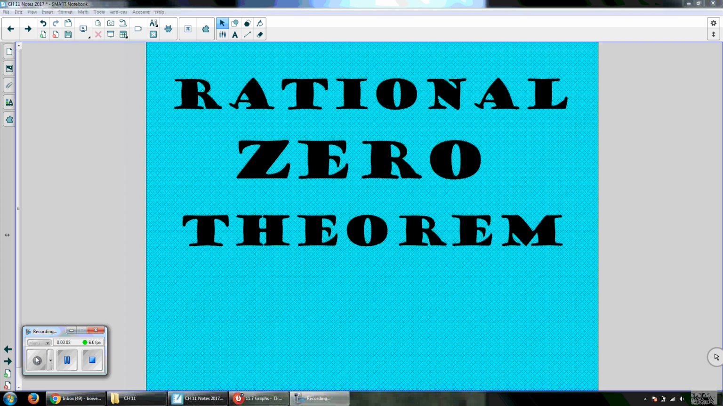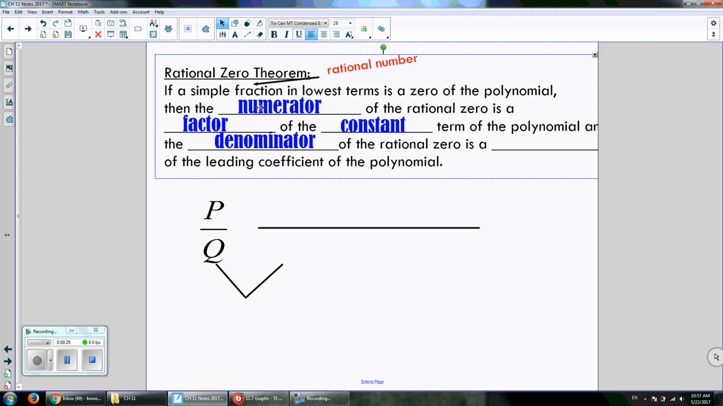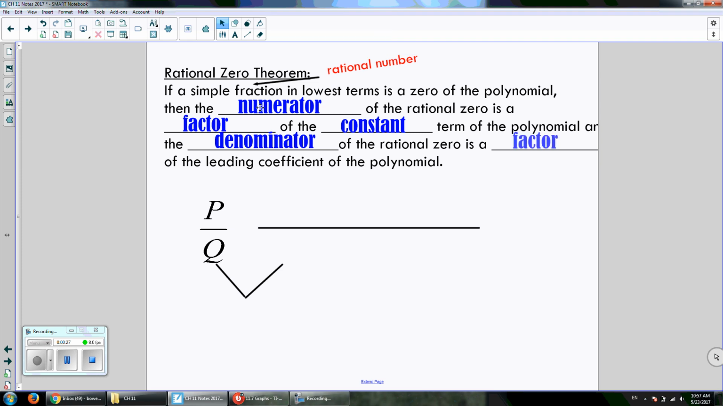11.7 is called the rational zero theorem. So let's write down what that is. If a simple fraction in lowest terms is a zero of the polynomial, then the numerator of the rational zero is a factor of the constant term of the polynomial, and the denominator of the rational zero is a factor of the leading coefficient of the polynomial.